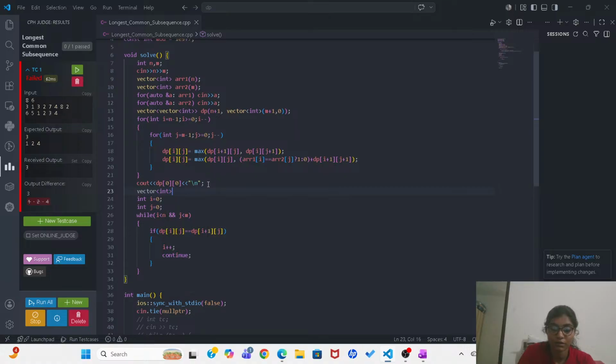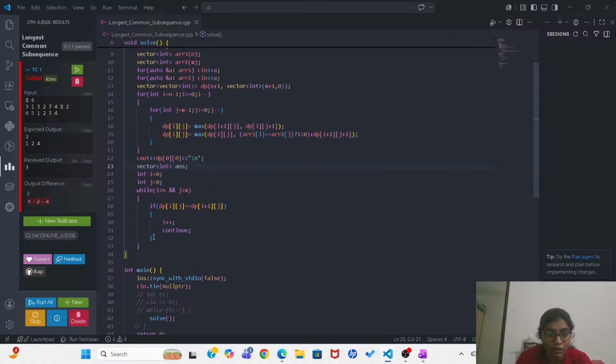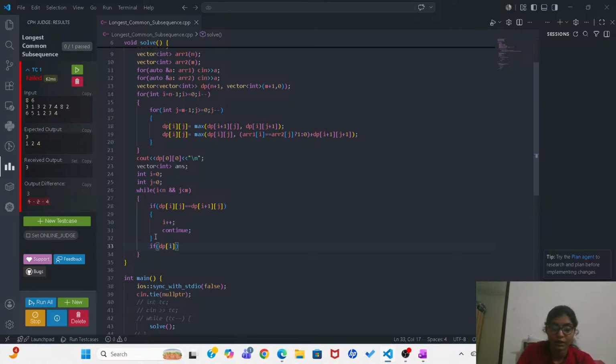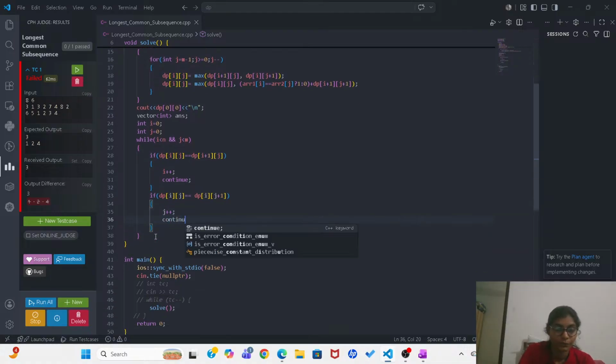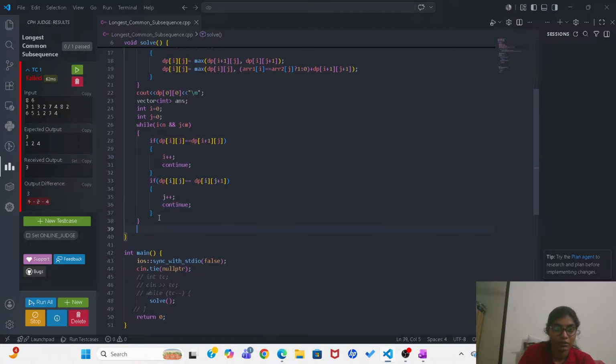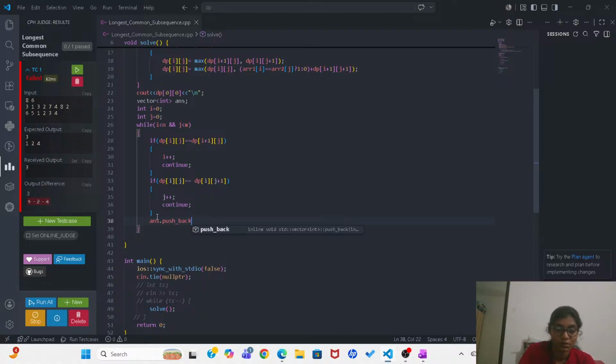Vector answer. Okay, then if dp of i comma j is equal to dp of i comma j plus 1, then let's do j plus plus and continue. Array answer dot push_back array 1 of i, i plus plus and j plus plus.